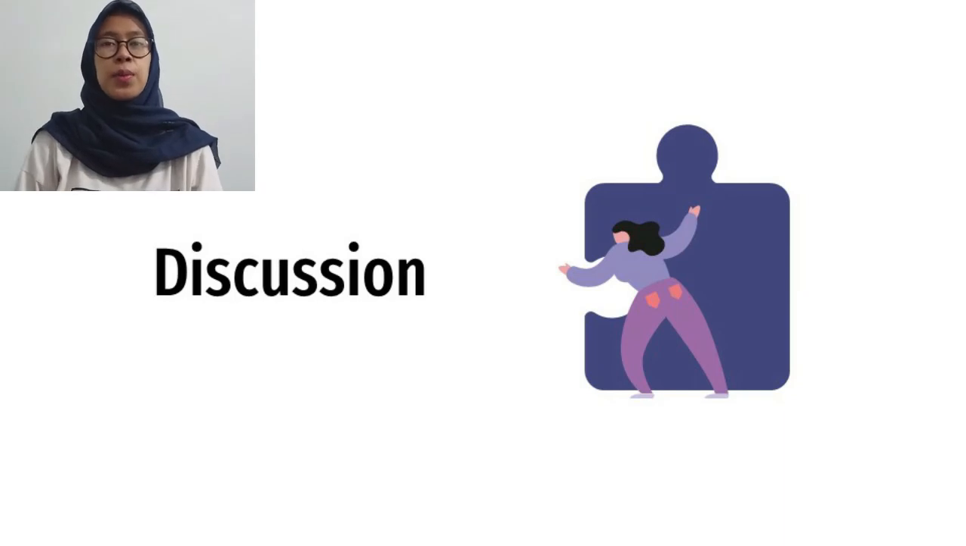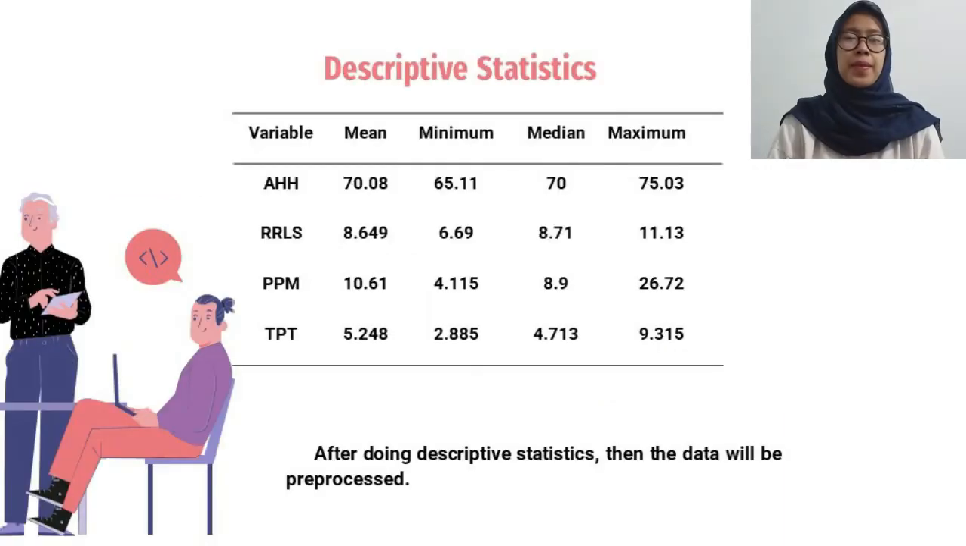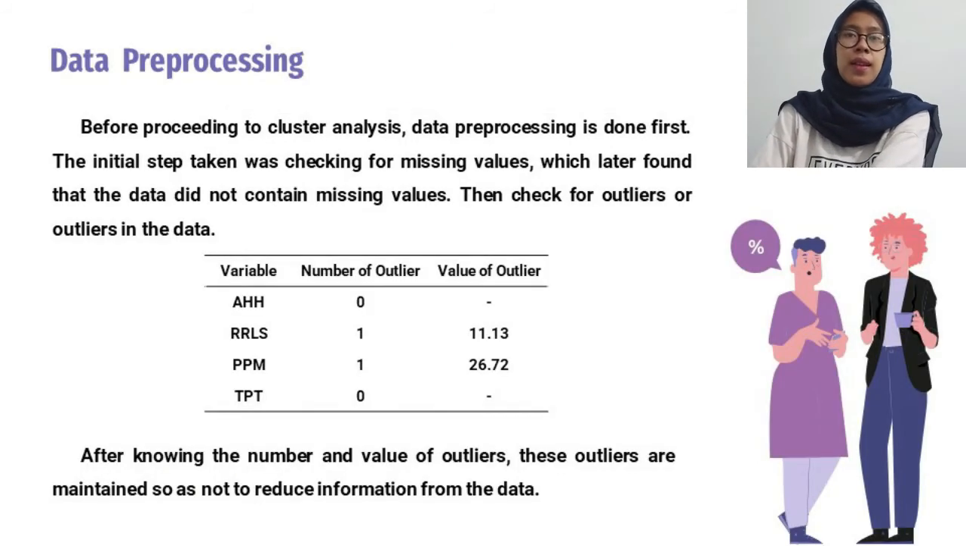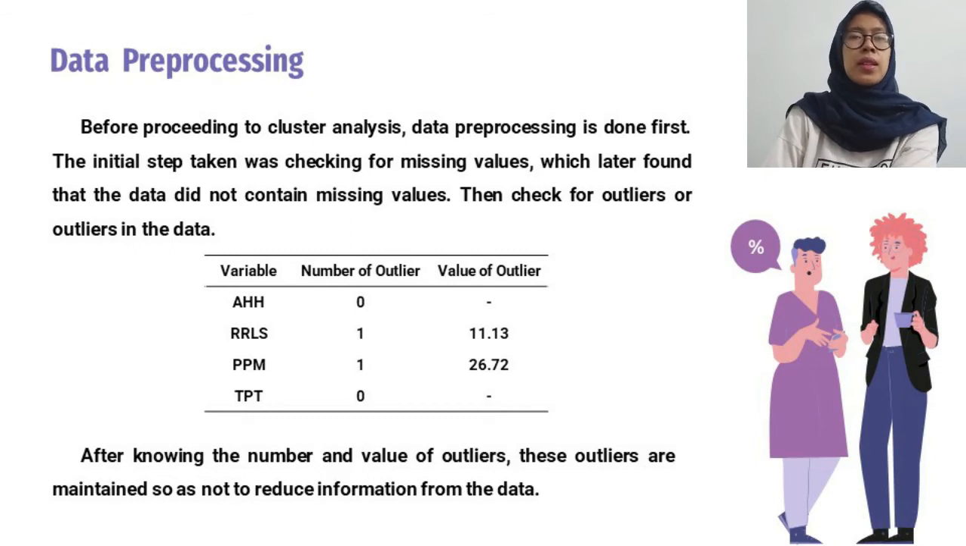Okay, and then we move on to the discussion. This is the descriptive statistics of people's welfare 2020 with 4 variables. After doing descriptive statistics, the data will be processed. Next step is data preprocessing. Before proceeding to cluster analysis, data processing is done first.